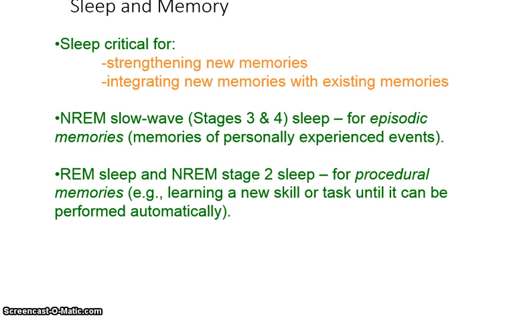REM sleep and non-REM stage 2 sleep is where we lay down procedural memories. So, for example, if you just learned how to ride your bike today, during your sleep, you're going to consolidate the procedure. That's the implicit, the knowing without being able to explain how you know things type of memory.